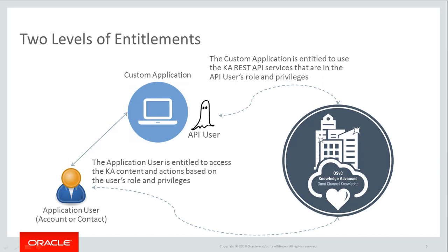We have two levels of entitlements. One is the API user, which is like a ghost user. The custom application allows the API user to use the Knowledge Advanced REST API services, but only for the role and privileges assigned. Secondly, we have an application user, which can be an account or a contact, who is entitled to access the KA content, again based on the user's role and privileges. Let me explain on the next slide.